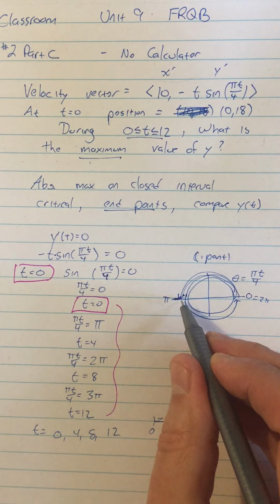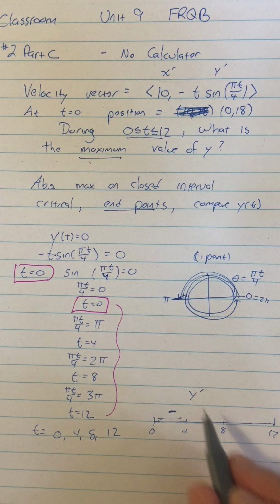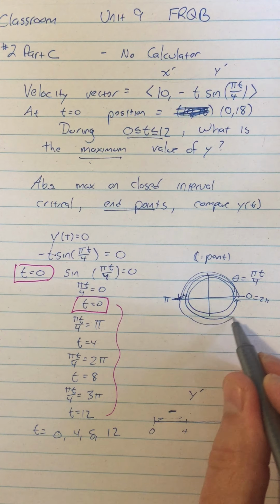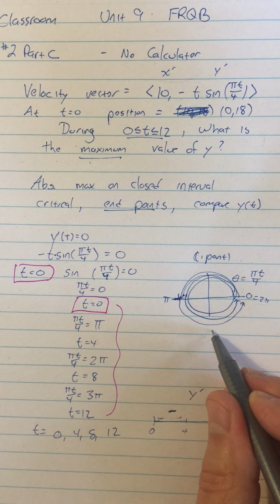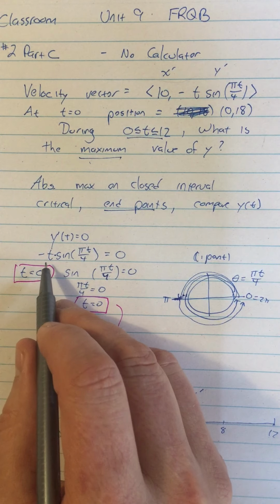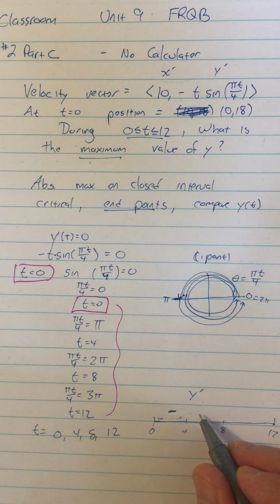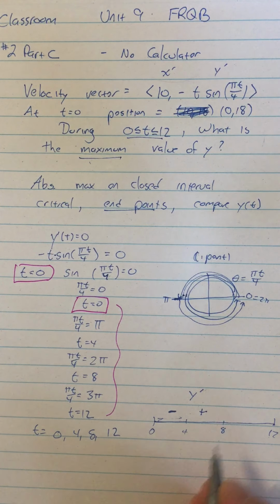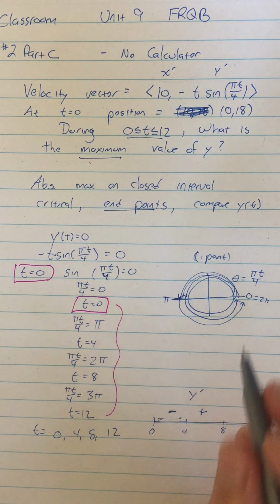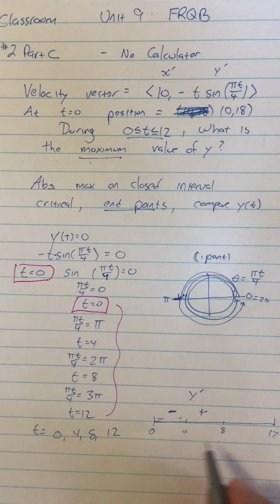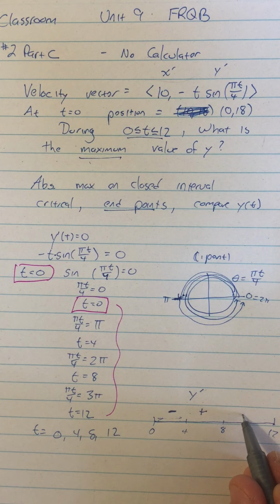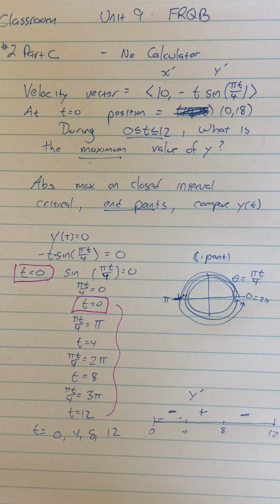Then when we go from t equals 4 to t equals 8, that drops us down to this part of the unit circle, and I'm looking at sines that are negative, but t's that are negative, so I end up with y prime being positive. And I can keep going around and look at my next set, and 0, 4, 8, 12, I've got all of them there. So on my next interval, you can check and see that y prime is going to be negative.